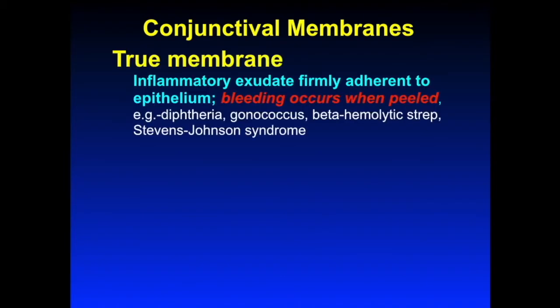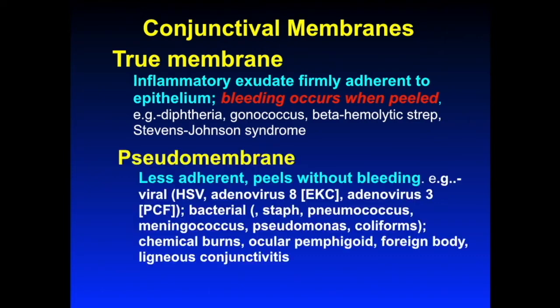There are two types of conjunctival membranes, which tend to be talked about. I'm not sure how important this is anymore, but we'll talk about it some more. There are true membranes, where the inflammatory exudate is firmly adherent to the epithelium. These are caused by bad things like diphtheria, GC, and Stevens-Johnson syndrome, and classically, bleeding occurs when true membranes are peeled. Pseudomembranes are less adherent and they peel without bleeding.